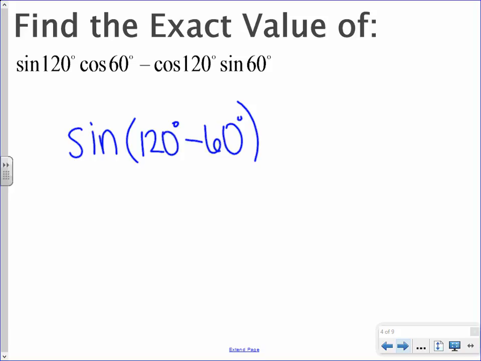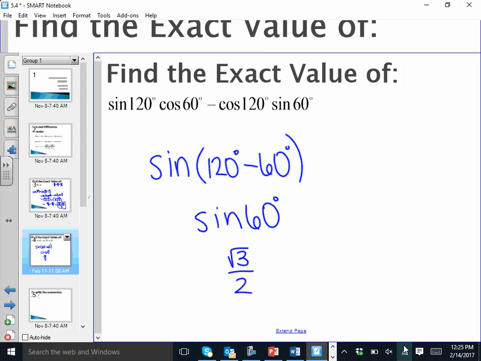Yeah, I know we can evaluate all of those, but wouldn't it be easier if we just wrote this as the sine of 60 degrees? And Will, what is the sine of 60 degrees? You got it. Isn't that easier than evaluating those 4 things and multiplying and subtracting? All right. It is lunchtime. When we come back, we will do the last 4 examples.